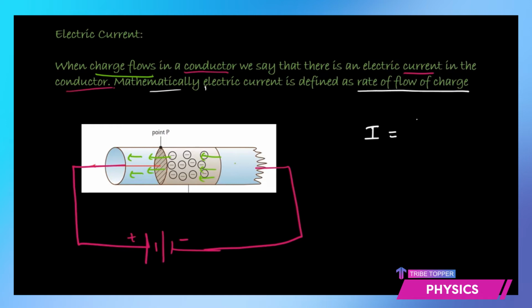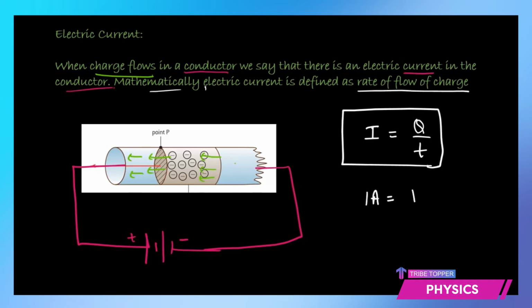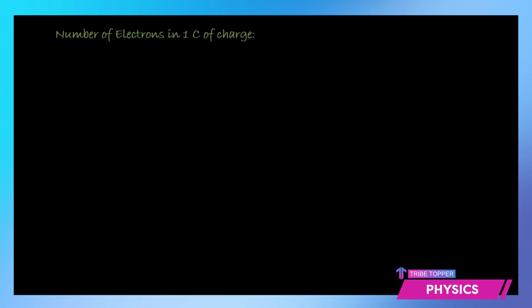That simply means charge over time, because the rate of something means you divide it by time, and since here it is the rate of flow of charge, you divide charge by time. The unit is ampere, so 1 ampere is equal to 1 coulomb of charge flowing in 1 second. That means if 1 coulomb of charge flows in a conductor in 1 second, then the current is said to be 1 ampere.